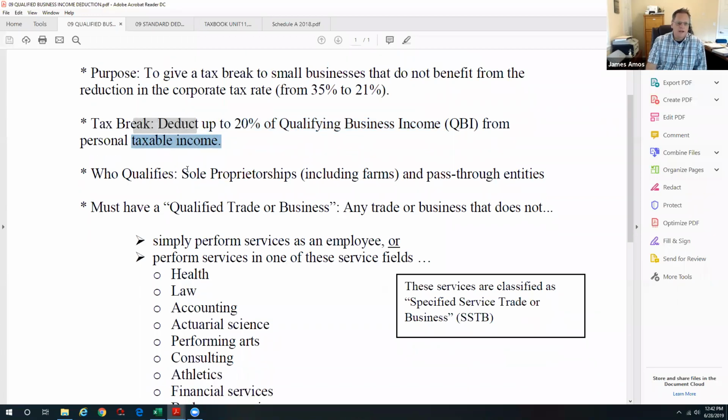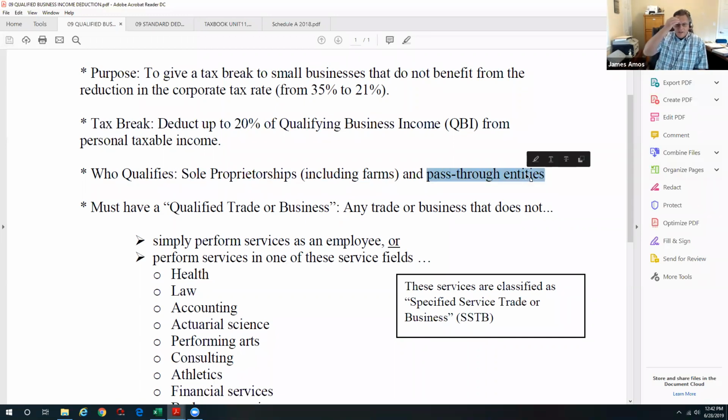So who qualifies? First of all, like we were using in this example, sole proprietorships qualify. That would include farmers that are sole proprietors, privately held farms. And you do know corporations can own farms too, but we're talking about a personally owned farm. So sole proprietorships and pass-through entities.